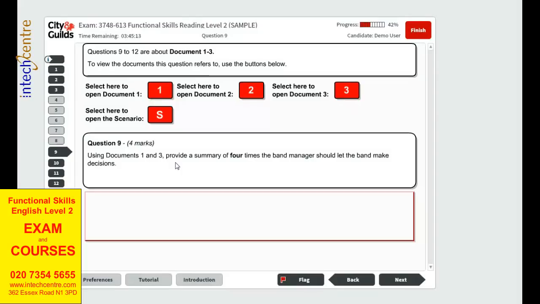Using documents 1 and 3, provide a summary of 4 times the band manager should let the band make decisions. So what's the key word in this question? The band manager should let the band make decisions. So decisions is a keyword that you must look out for in both documents. As it's documents 1 and 3, and it's 4 marks, you need an equal amount of answers from each. So document 1 you need 2 answers, and document 3 you also need 2 answers.